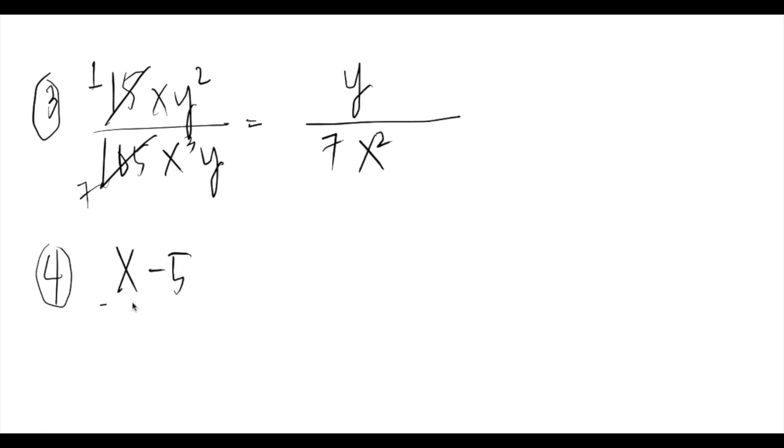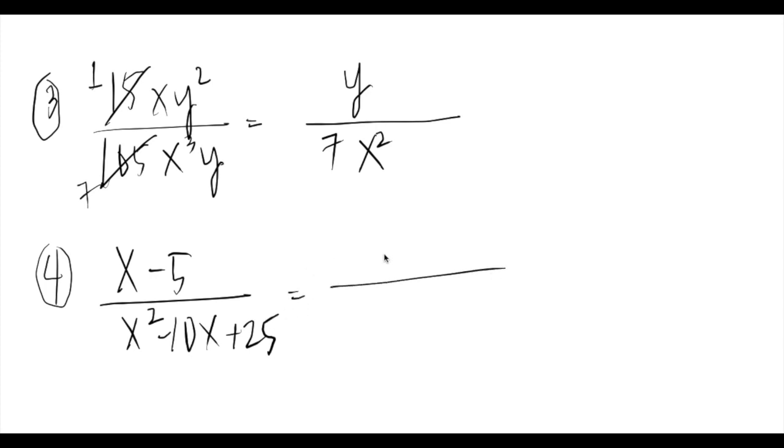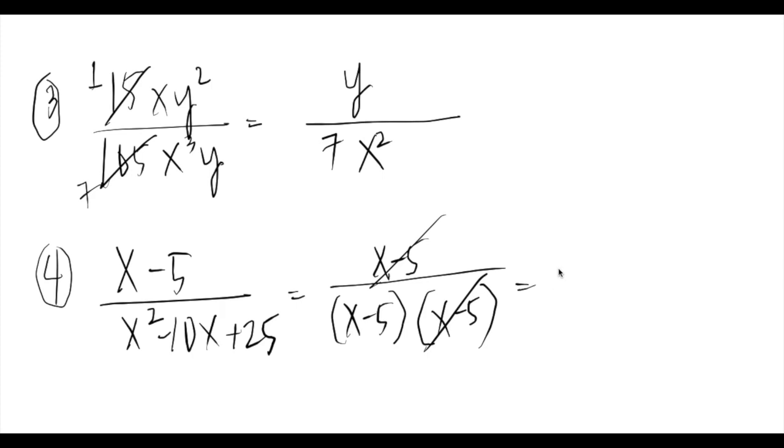Number 4. X minus 5 over x squared minus 10x plus 25. Okay? X minus 5 pa rin yan. Anong factors itong nasa baba? X minus 5 times x minus 5. Cancel. May iwan sa taas is 1. Sa baba, x minus 5. So, ito yung final answer natin.